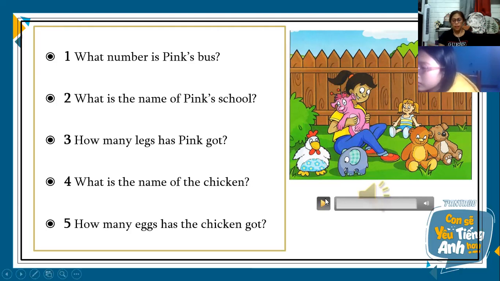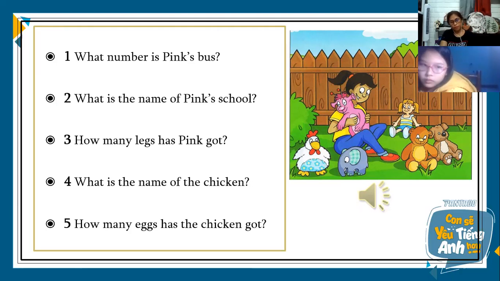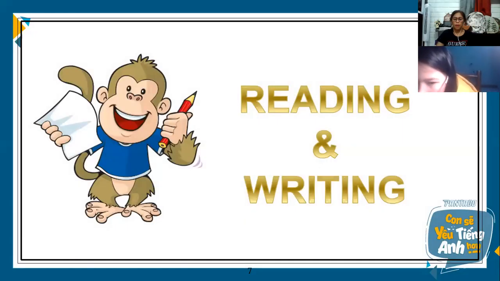Okay. What is the answer for number one, Huyen? 12. Number two? Robot school. Okay. How many legs has Pink got? Six. What is the name of the chicken? Lucy. How many eggs has the chicken got? Three.